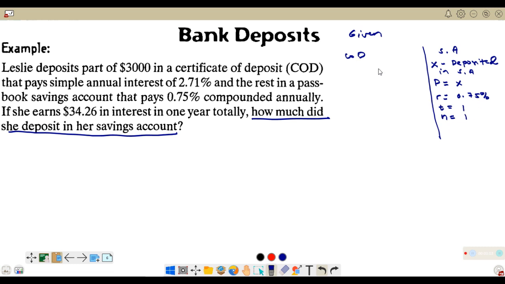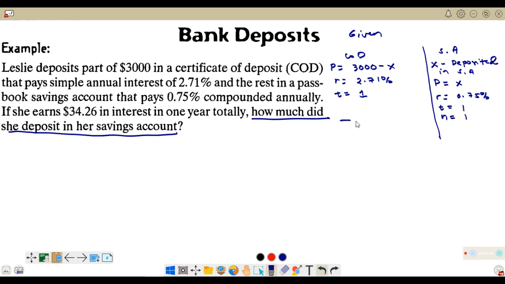Now, how about the COD? So, for COD, kung i-deposit natin yung X amount out of 3,000 sa savings account, si COD, ang matitira na lang sa principal niya ay yung 3,000 na binawasan mo ng X, or binawasan mo ng principal for the savings account. Okay? Now, for its R, of course, that is 2.71%. Simple interest siya, annual. And then for the T, isang taon mo rin iniwan yung money.